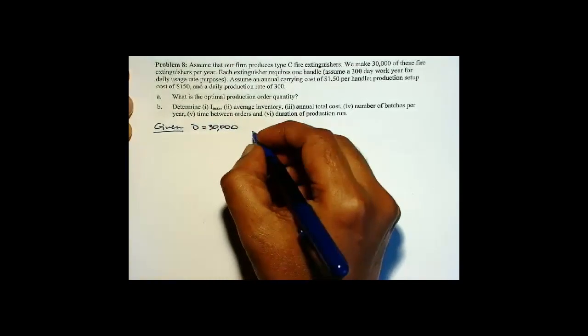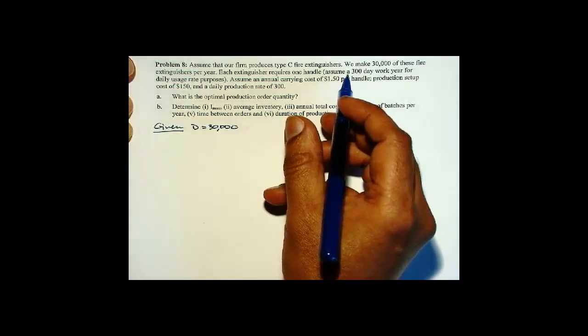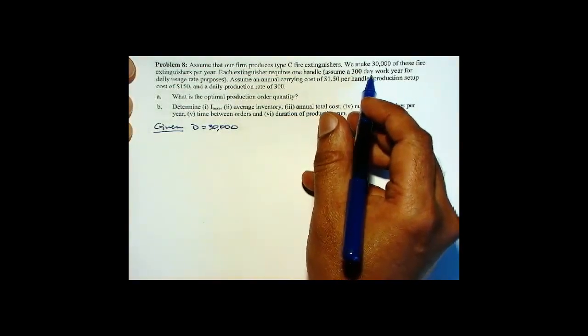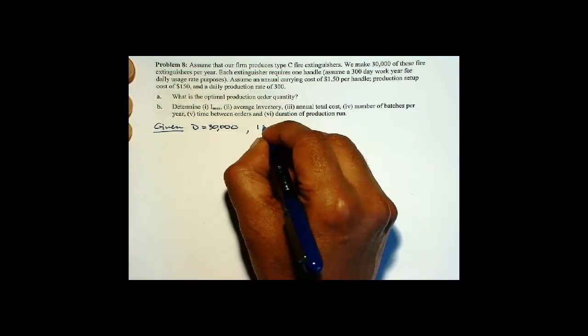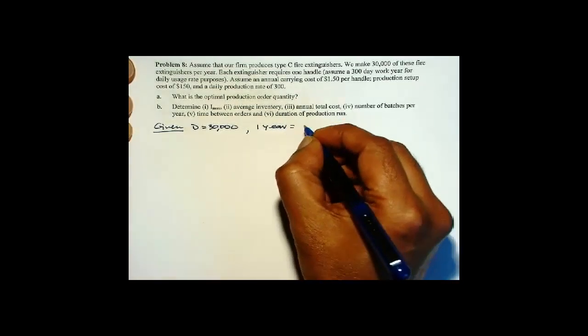Now let's work a POQ problem. So here we have a production situation where we have a demand of 30,000 units. Given demand is 30,000 and we are going to assume a 300-day work year, exclusive of holidays and weekends and so on. So 1 year is 300 days.